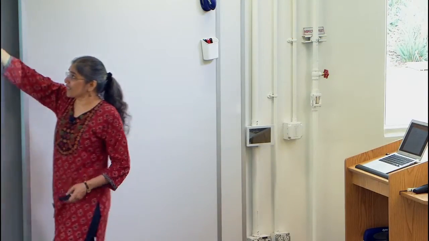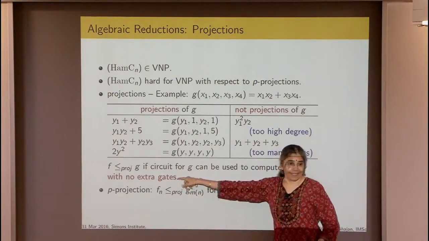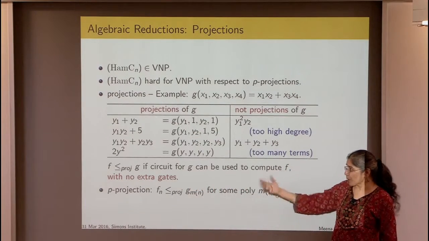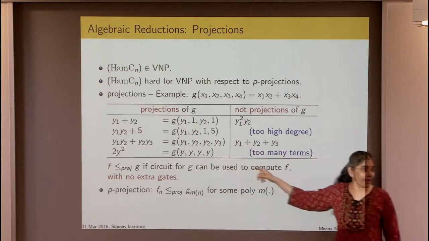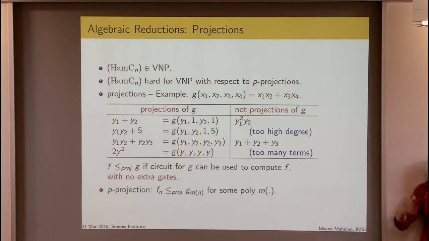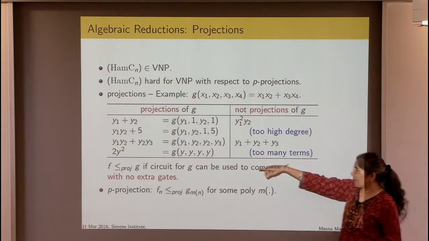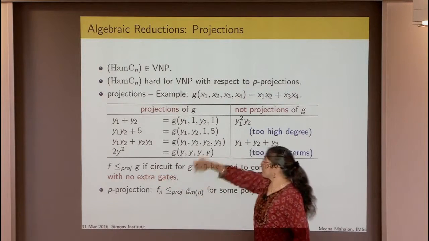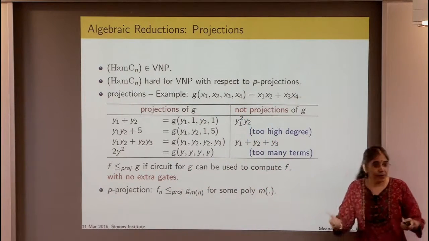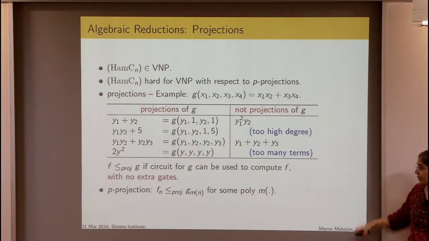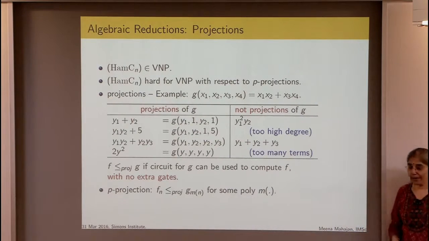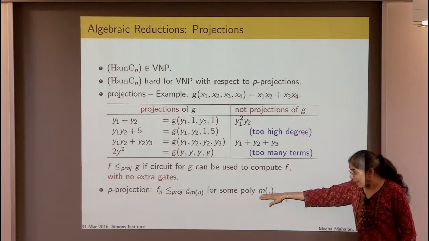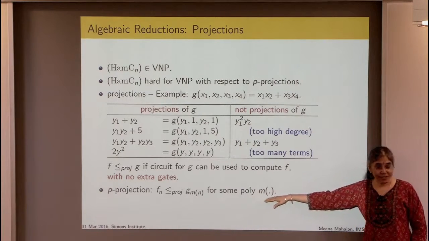So right now, by restricting it in this way, I can say that F is a projection of G if a circuit for G can be used to compute F without using any extra gates. No extra operations of addition and multiplication. You may have lots of wires which reroute the variables of the polynomial you're interested in into the inputs of G, but you don't have to do any more computation. So that's a projection.